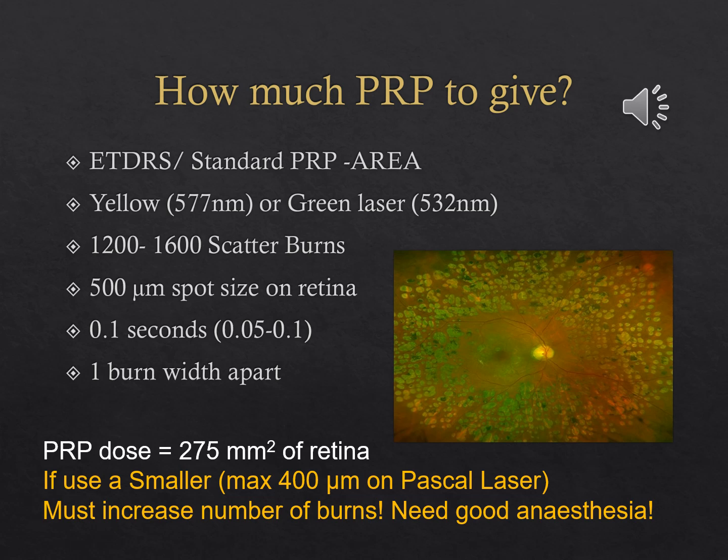The original ETDRS criteria was 1,200 to 1,600 scatter burns around the peripheral retina, and these were a 500 micron spot size on the retina. It's important to know what your magnification factor of the lens you use is, so that you can calculate the correct spot size to dial into the machine. We commonly use a quadraspheric or a superquad that multiplies the spot size by 2. We'll talk more about that later.